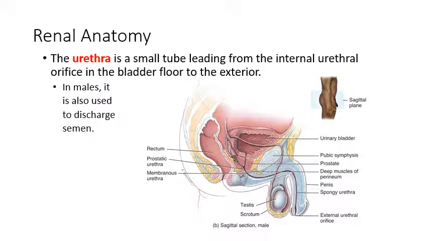All right, so the tube that carries the urine from the bladder outside the body is the urethra. The urethra is a little bit different in males and females. In females, it tends to be very short. In males, it's much longer, and it's also a shared tube. For males, it not only carries urine, but it also carries semen.